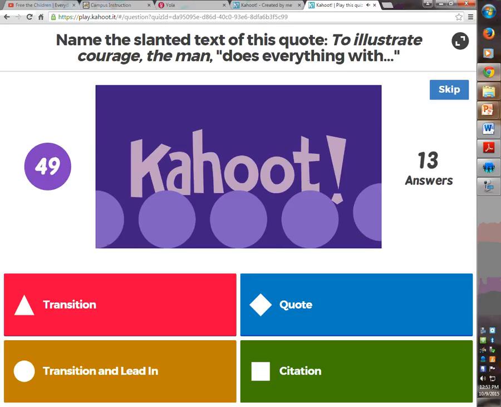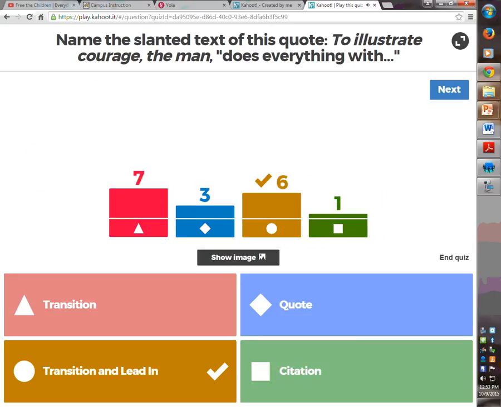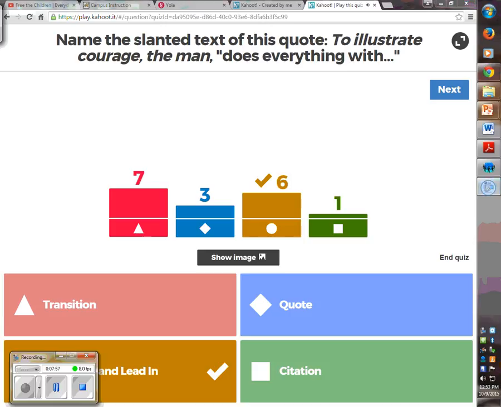I like the sad faces. I'm sure wrong. I didn't mean to. I thought the slanted text was the transition and lead-in.